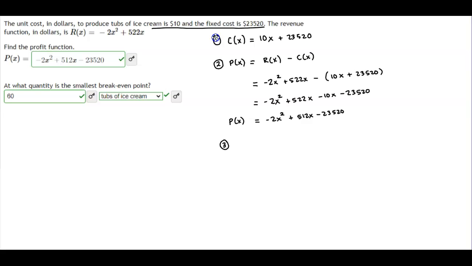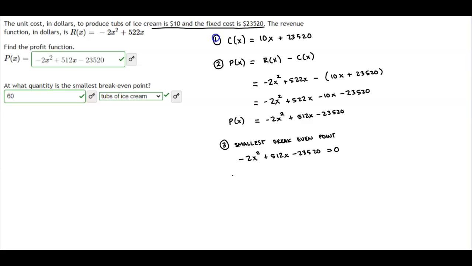Now in step 3, we need to find the break-even point. In this case, we want to find the smallest break-even point. So in order to do that, we need to set our profit function, which is negative 2x squared plus 512x minus 23,520, equal to 0 and solve for x.